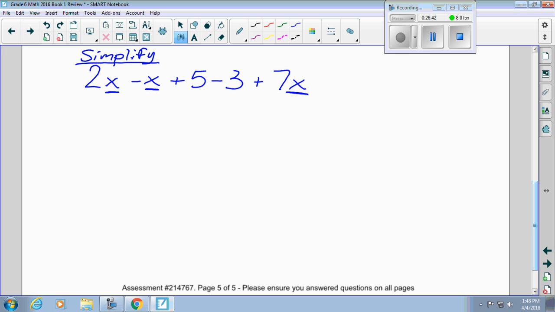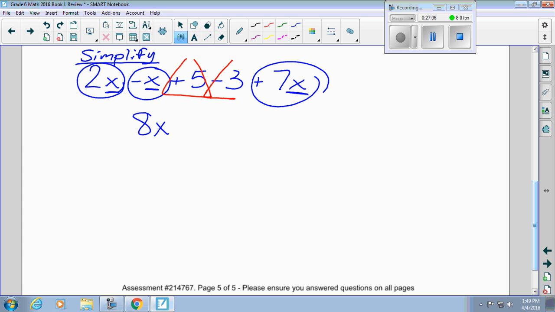In this case, 2x minus the 1x plus 7x. Those all have x's, so I can combine these. I'm going to look at the positive ones first. 2x plus 7x gives me 9x. 9x minus x gives me 8x, right? The plus 5 and minus 3 are in the numbers only club. There's no x's attached, so they can't be combined with the x. 5 minus 3 gives you plus 2. So your answer here would be 8x plus 2.